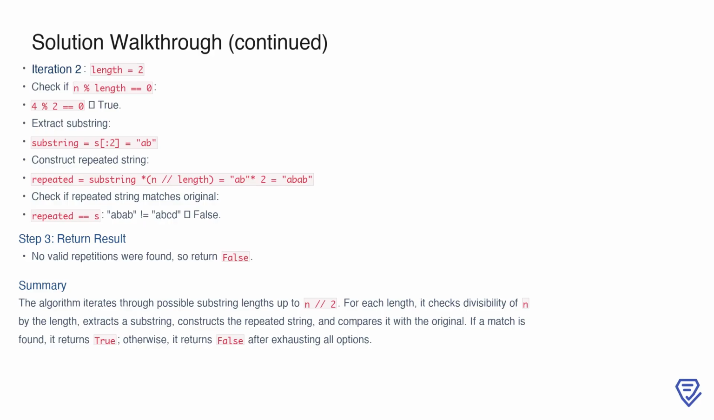Therefore, we return false. To summarize, the algorithm systematically tests all possible substring lengths, checking divisibility, extracting substrings, and validating against the original string. It returns true if a match is found and false otherwise.